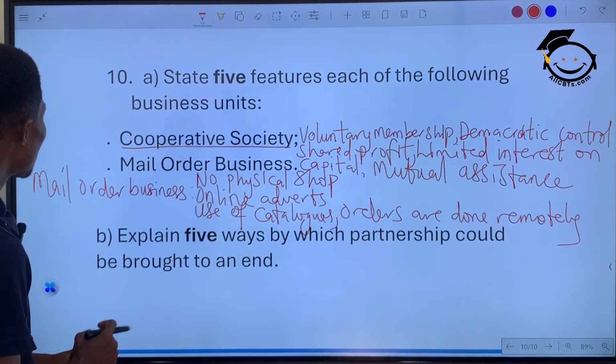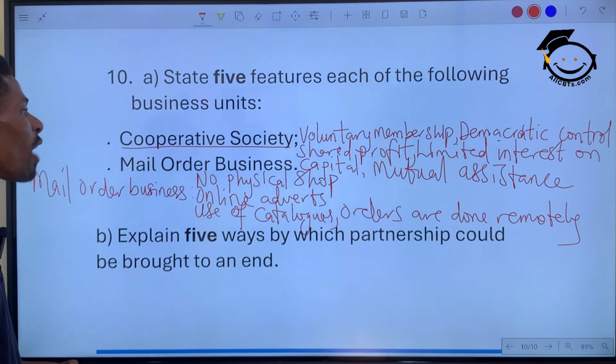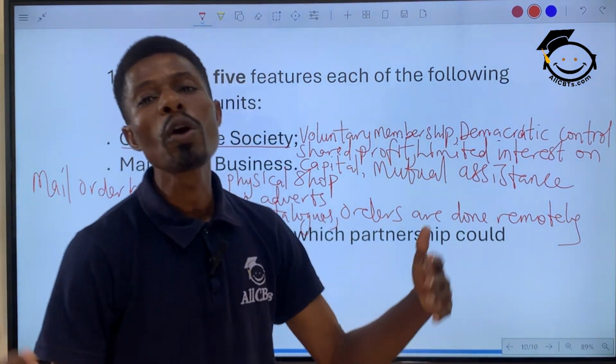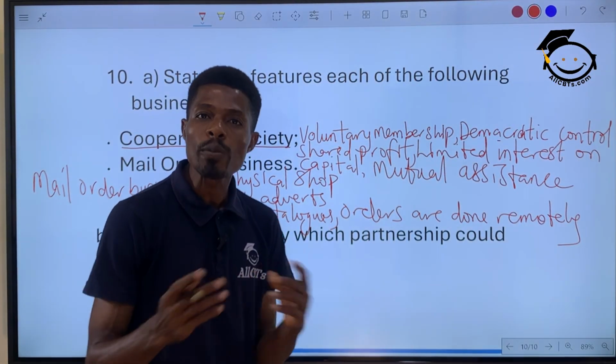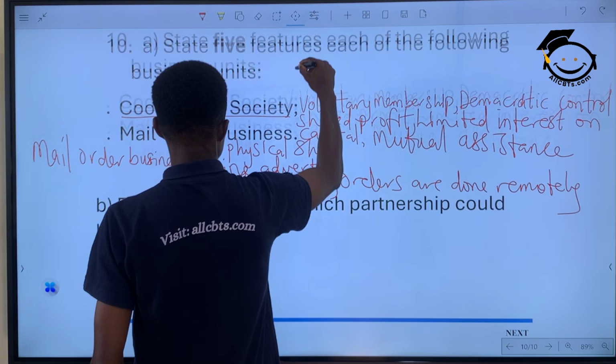Now, the last question, 10B. Explain 5 ways by which partnership could be brought to an end. What are the 5 ways that will cause a partnership business to come to an end? Let's look at the 5 ways.